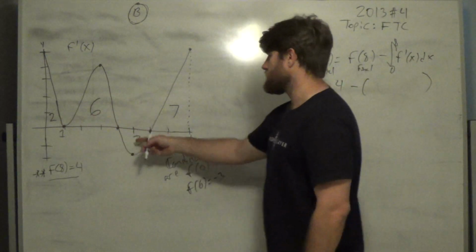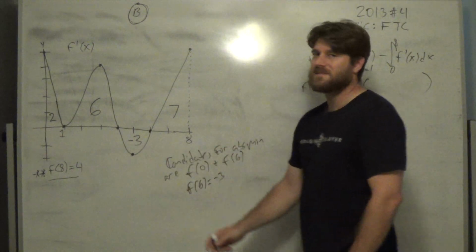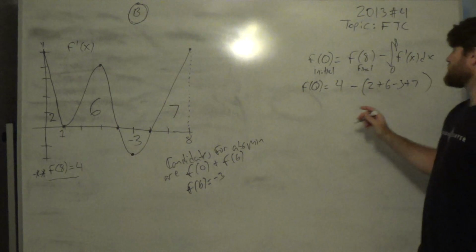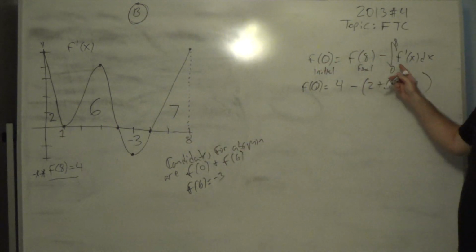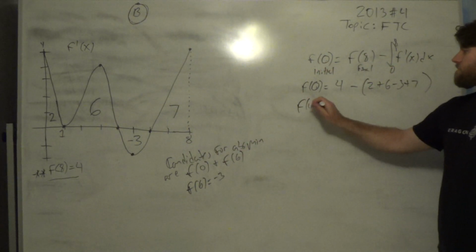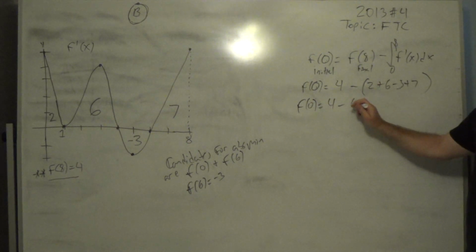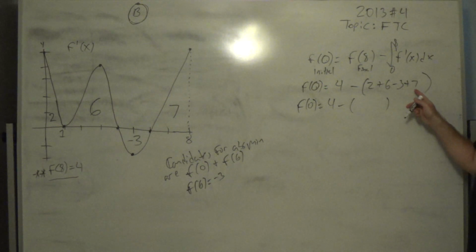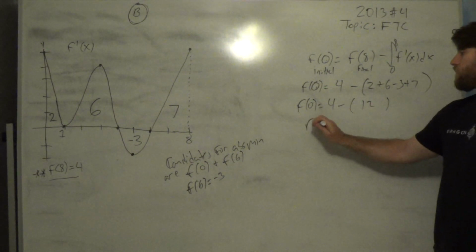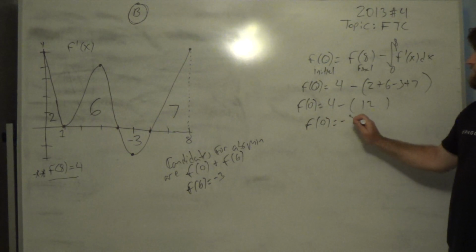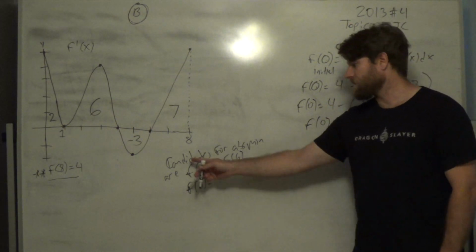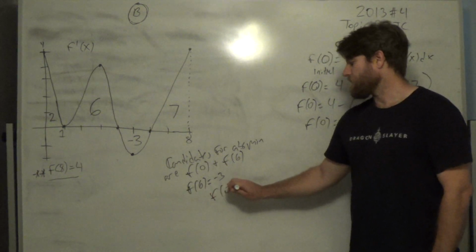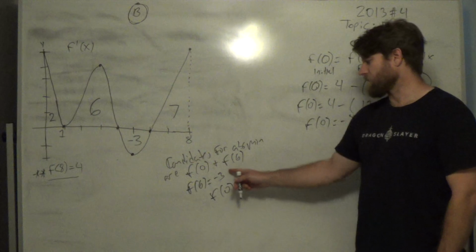It's 2 and a 6 and a 3, but because it's below, it counts as a negative. So it's 2 plus 6 minus 3 plus 7. That's how I would find the area from 0 to 8. So if I put all those together, 8 minus 3 is 5, that's 12. And if I do 4 minus 12, I get negative 8. So I say the candidates for absolute minimum are f of 0 and f of 6. F of 6 is this value. F of 0 is negative 8. You just compare them, which one's lower.